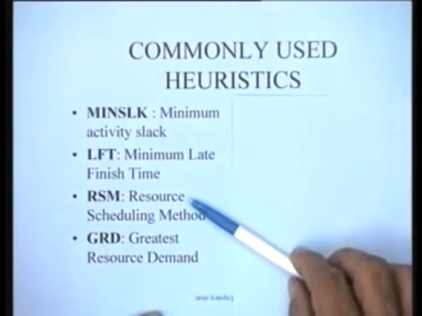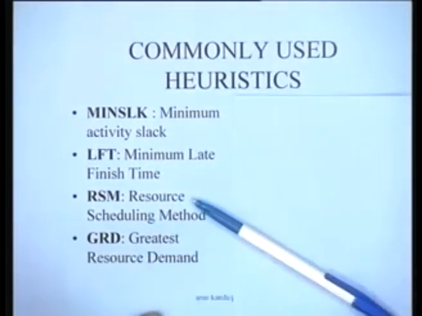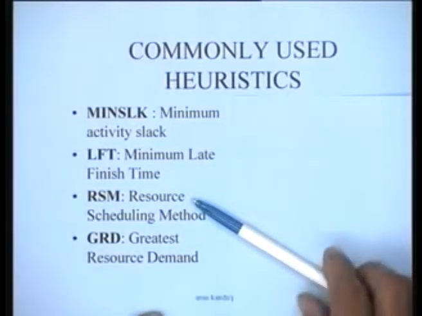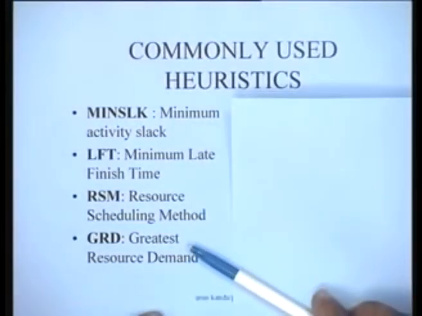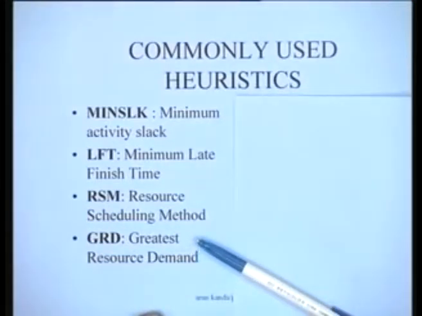A resource scheduling method has been proposed in which a priority is given to a particular activity based on its early start and the late finish time of the activity. So, you can attach some weights and then develop a priority sequence for the various activities. The greatest resource demand: suppose there are 3 activities competing to be scheduled on a particular day. The activity which has the greatest resource demand, which requires the maximum crew for instance, would be the one picked up by this heuristic.